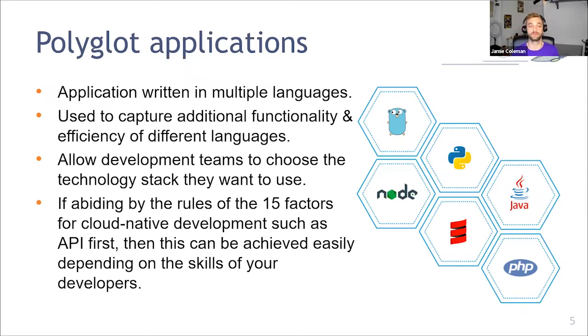So it doesn't always make sense to stick with one language to design your whole system. This allows development teams to choose the technology stack they want to use, providing you're creating your microservices using things like API first, etc. It shouldn't be too difficult to do. And like I mentioned, if you abide by the 15-factor rules, which have been revised, it used to be the 12-factor, now it's been revised to 15-factor. And if you follow things like API first, then it shouldn't really matter if your teams are using different languages, as long as you design your API and document it first, so other people know what they need to do when they're talking to your microservice.